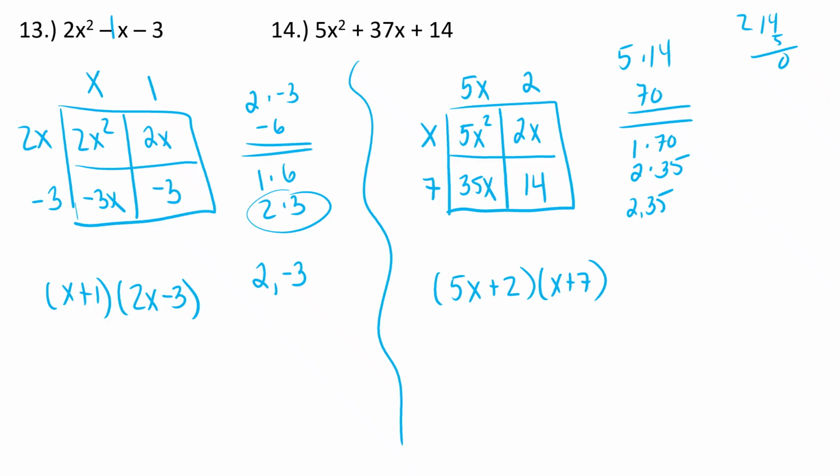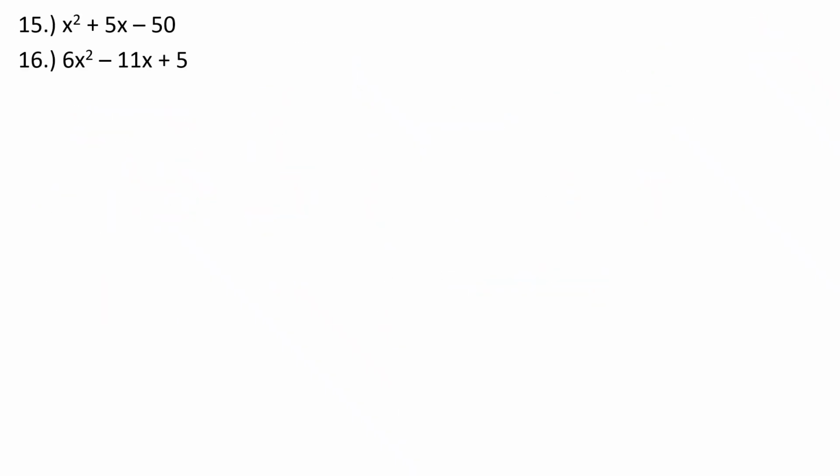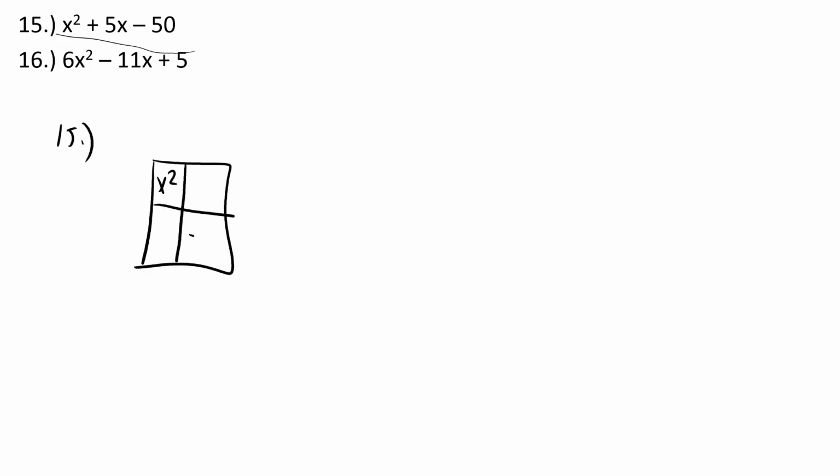Okay, on the home stretch. We are on the home stretch, the last fourth of the assignment here. All right, so no GCF on that one. So 15 should be fairly straightforward. We're going to have x squared in that upper left and negative 50 in the lower right. 1 times negative 50 is negative 50, and we want 2 factors of negative 50 that add up to positive 5. I can think of what they are, but we'll go through them anyway.